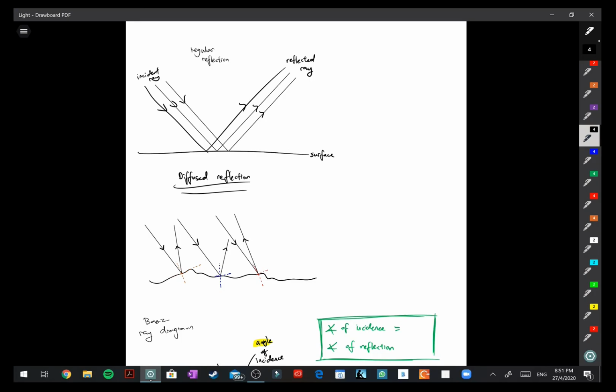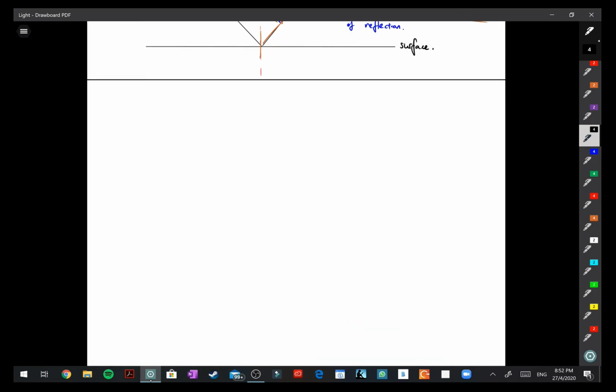Now let's go to how a reflection actually creates an image. For that to happen, first we need to understand the characteristics and the diagram. So let's draw a diagram first. You have a mirror, right? And then you have an object. Let's say this is a ball and this is my object.